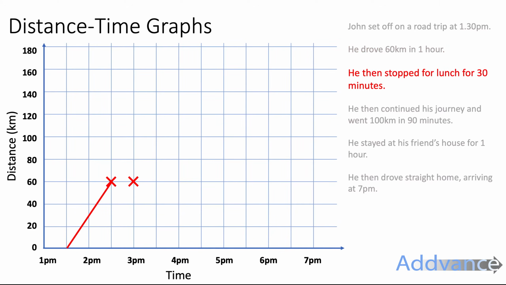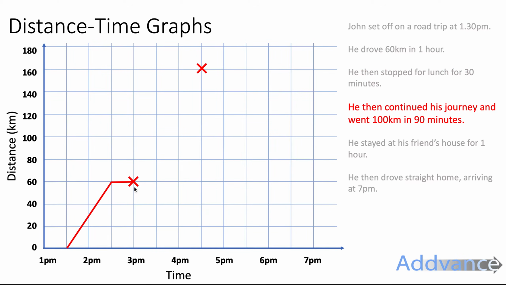Then he continues his journey. He stopped for lunch for 30 minutes. And so we draw a straight line where we stay at 60 kilometers across for 30 minutes. Continues his journey. He went 100 kilometers in 90 minutes. So you go from 60 up another 100 to 160 in 90 minutes. Notice that the scale on the bottom is going up in 30 minutes. So 30, 60, 90 gets us to here.